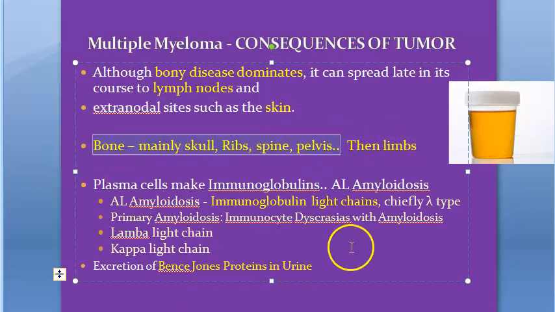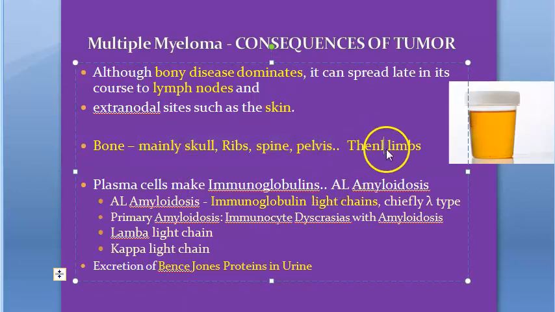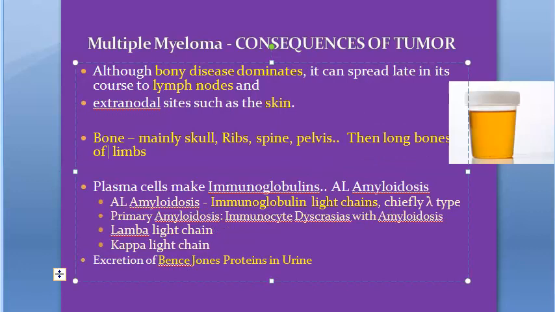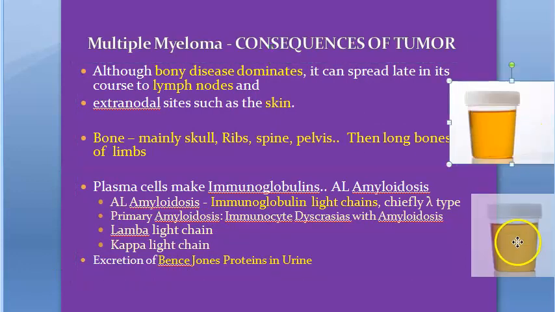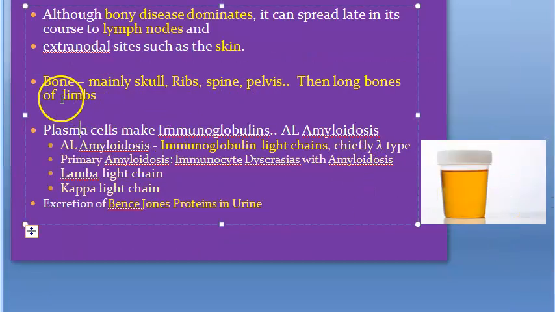Please pay attention to this one here. What and all is affected, mainly the skull, the ribs, the spine and the pelvis. Basically, these are the bones that do a lot of erythropoiesis, hematopoiesis. So these are actually affected, which have a red marrow, right? Then the long bones of limbs get affected.